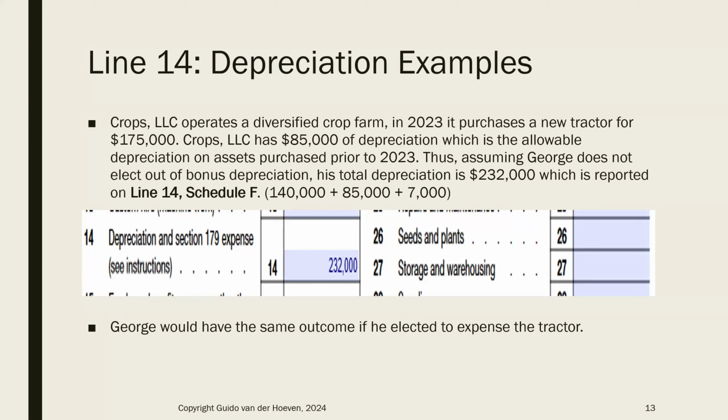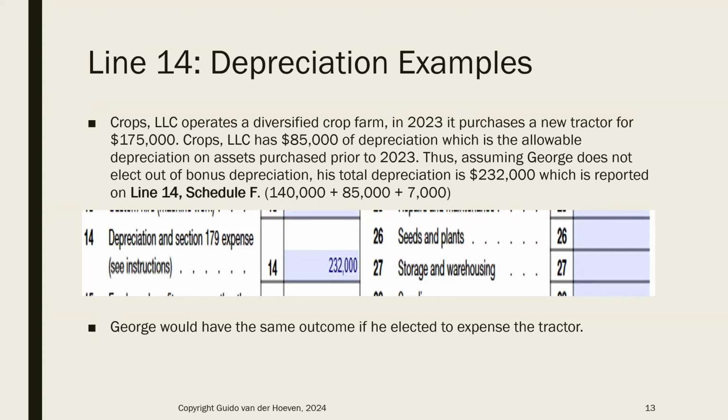So here we've got an LLC. It's a Crops LLC. It operates a diversified farm, and in 2023, it purchased a new tractor for $175,000. Now, they also have $85,000 of depreciation, which is going to be allowable depreciation on these assets that had been purchased prior to 2023. So these are those assets that we bought several years ago. They're still on the depreciation schedule. They still are being recovered, and we look at that.